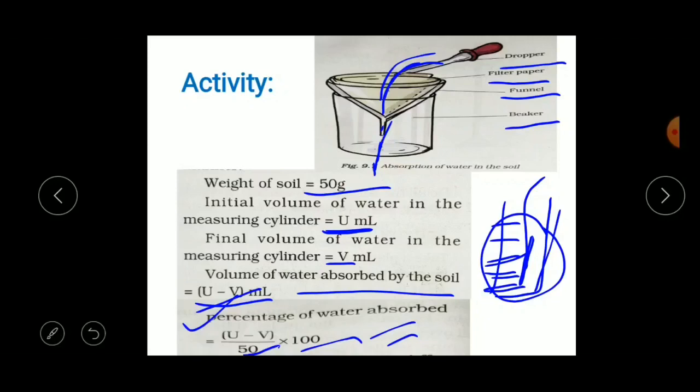Understood, children? So this is the third property of the soil. Which is the third property of a soil?